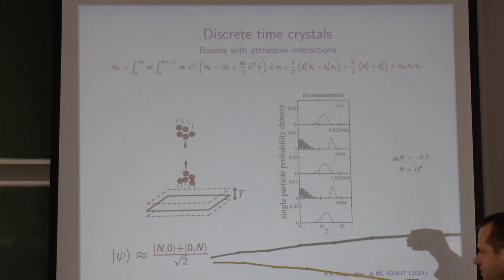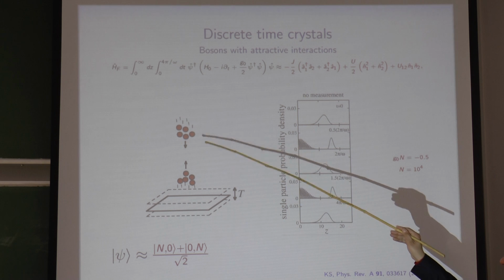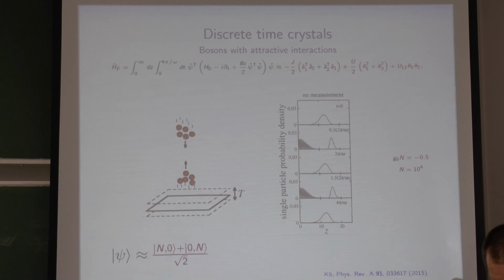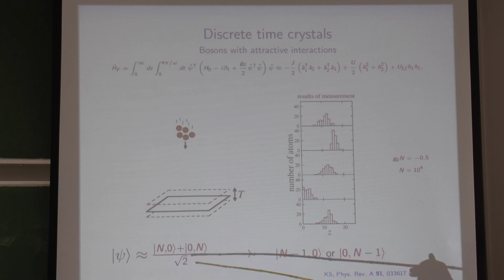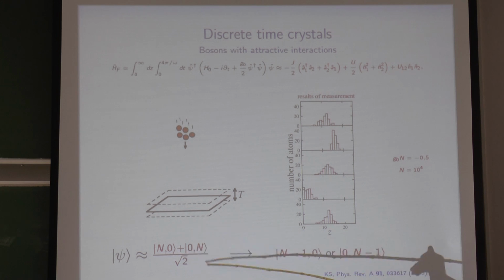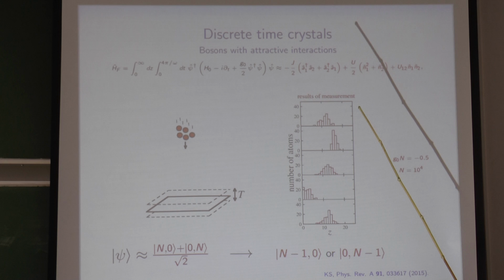Now, such a state is strongly vulnerable to any perturbation, and it is sufficient to measure the position of one of the particles, and then our state immediately collapses to one of the states which form the superposition, depending on the result of the measurement.